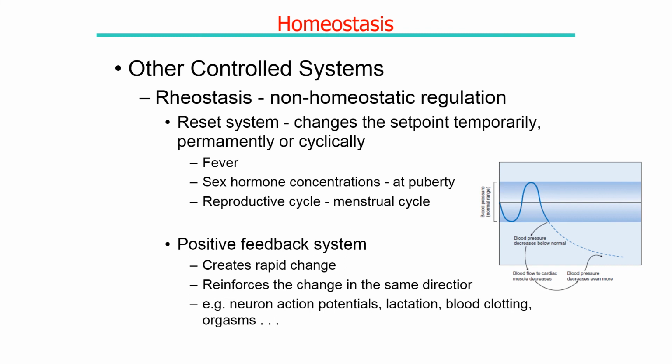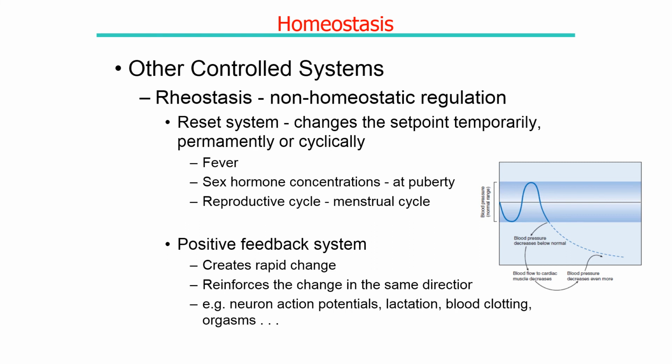And if the temperature is lower than the set point, then the hypothalamus sends a signal to muscles to shiver, to produce more heat, and to the blood vessels on the surface to decrease their diameter, so that less blood flows on the surface and the heat is retained in the body.